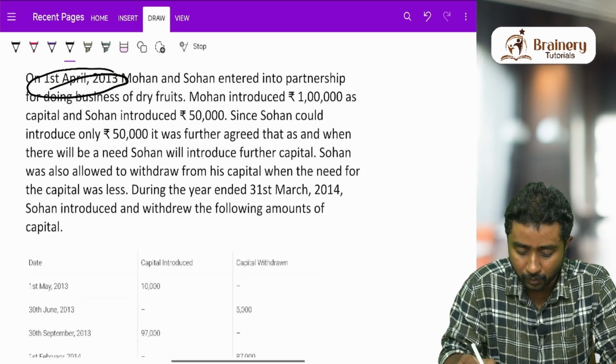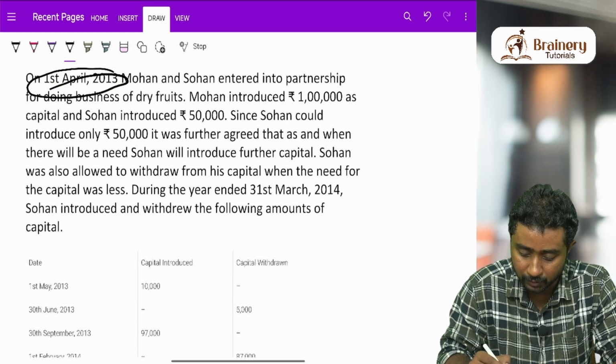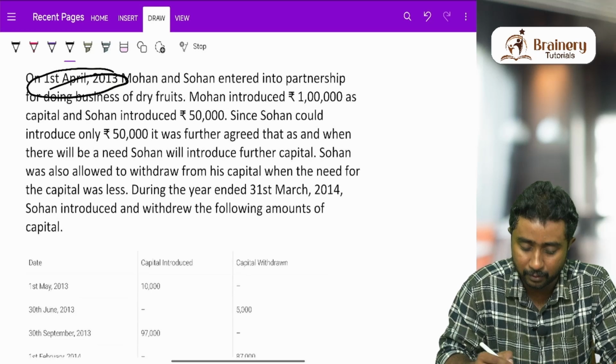And Mohan introduced 1 lakh as capital and Sohan introduced rupees 50,000. Since Sohan could introduce only 50,000, it was further agreed that as and when there is a need, Sohan will introduce further capital. Sohan was also allowed to withdraw from his capital when the need of capital was less.